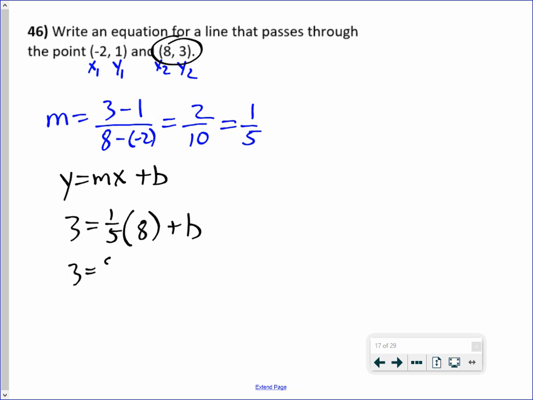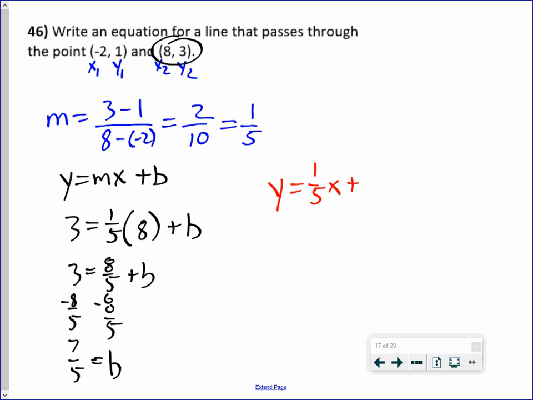So 3 equals 8/5 plus b. So I subtract 8/5 from both sides, and I'll get b equals 7/5. So my equation is y equals 1/5 x plus 7/5.